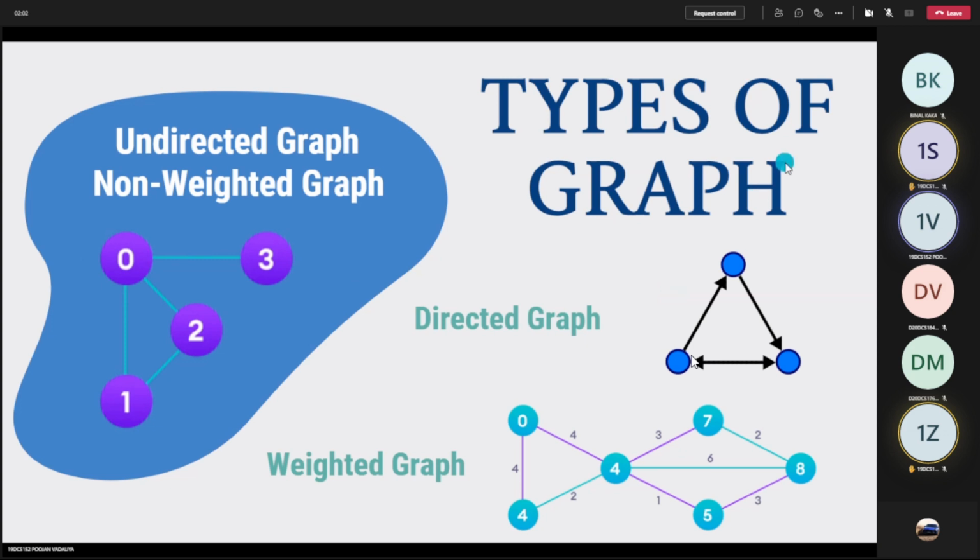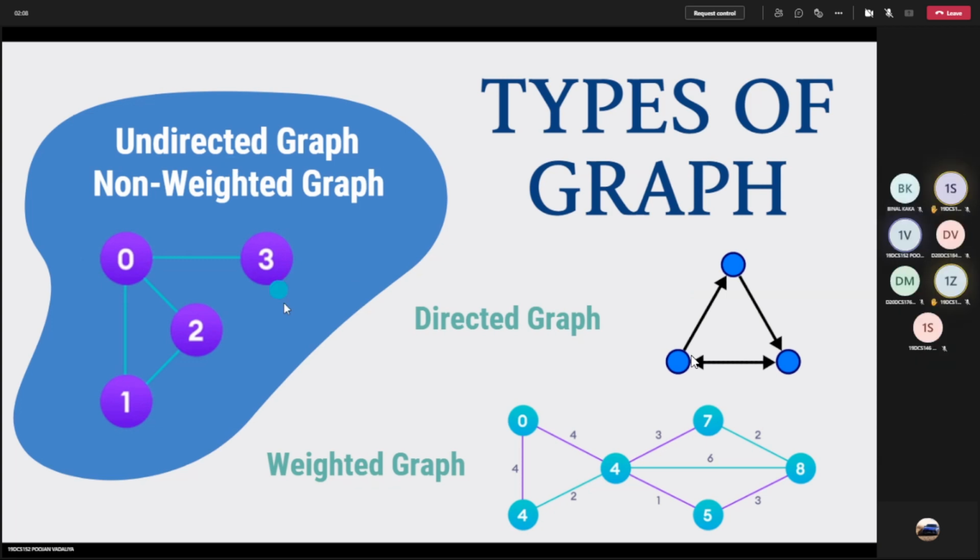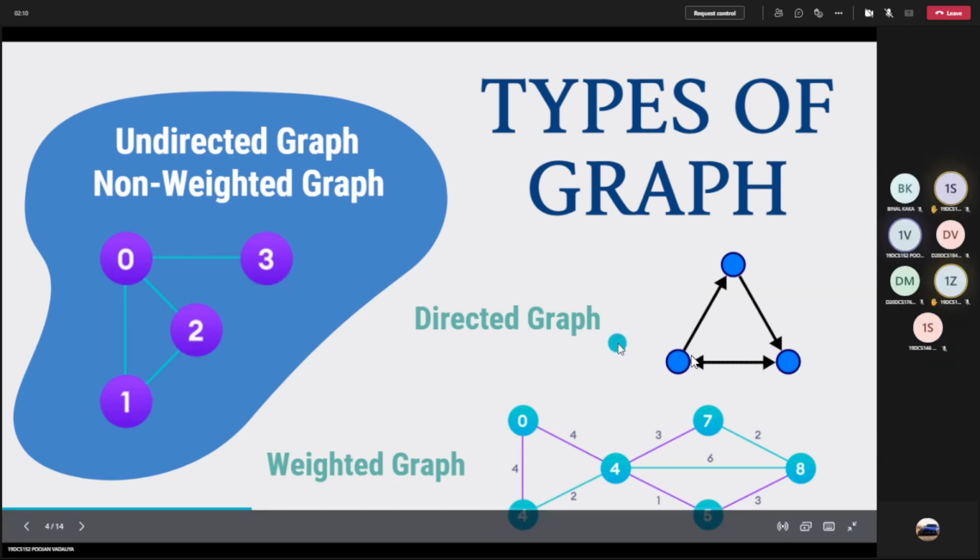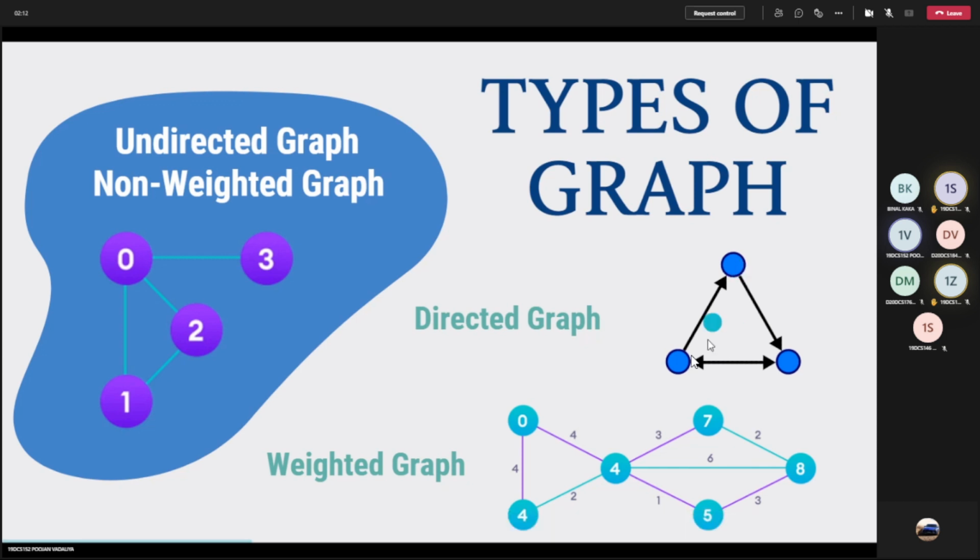Then there are various types of graph, where I will be discussing mainly directed graph, undirected graph, non-weighted graph, and weighted graph. Here directed graph means it has a particular direction from which node to which node we can go. Like here, from this node to this node we can go. We cannot go in the other direction. And here we can go in both directions.